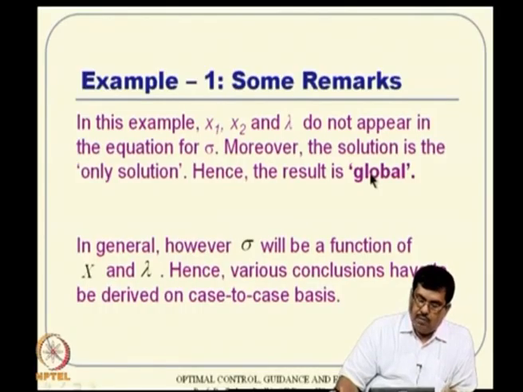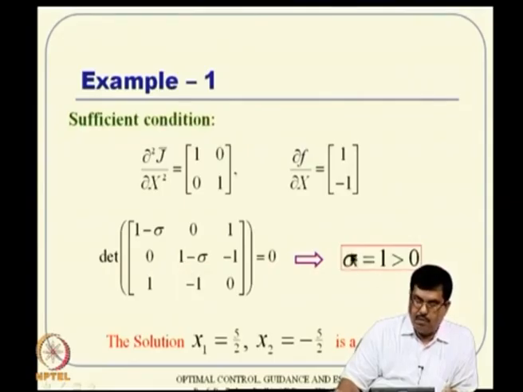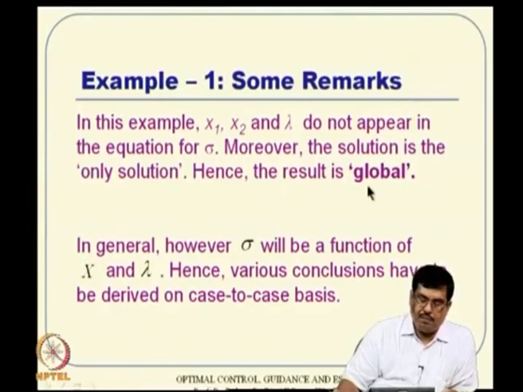Some remarks associated with this example. In this example, the variables x1, x2 and lambda do not appear in the equation for sigma. Whatever sigma is, it is independent of that, and hence it really does not depend on which operating point or which candidate solution you are talking about, and hence this result happens to be global. And this solution is the only solution, so in that sense also it happens to be global.